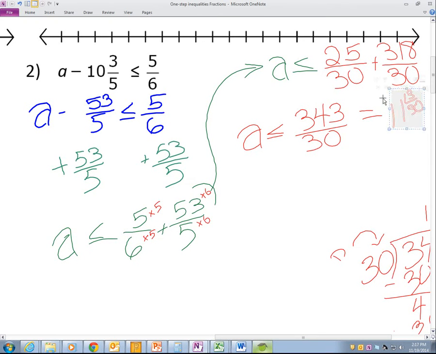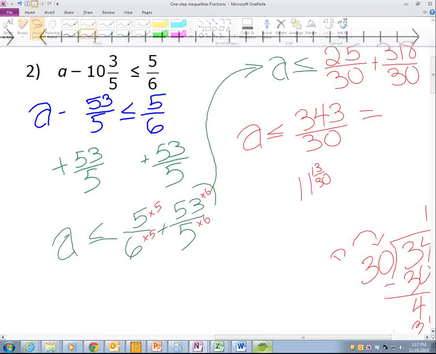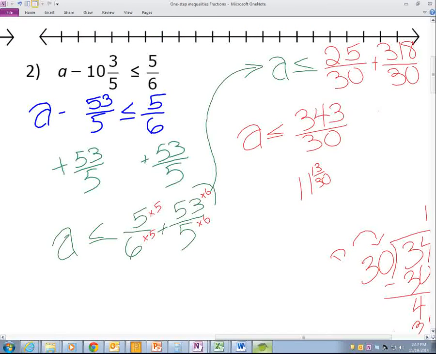Just to move these guys to stay consistent. Get this out of there. Equals A is less than or equal to 11 and 13/30. Now I'm going to graph that.